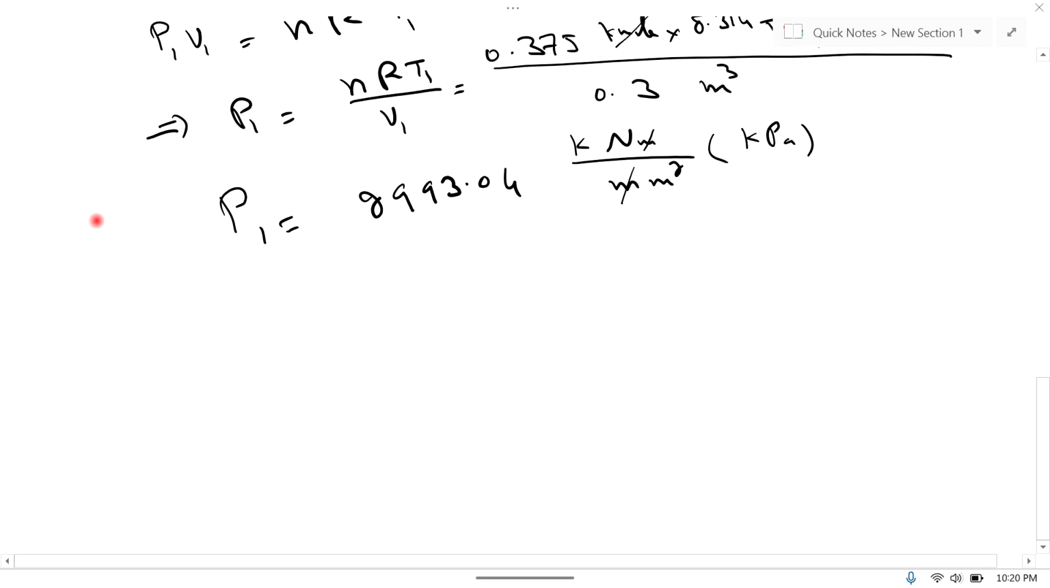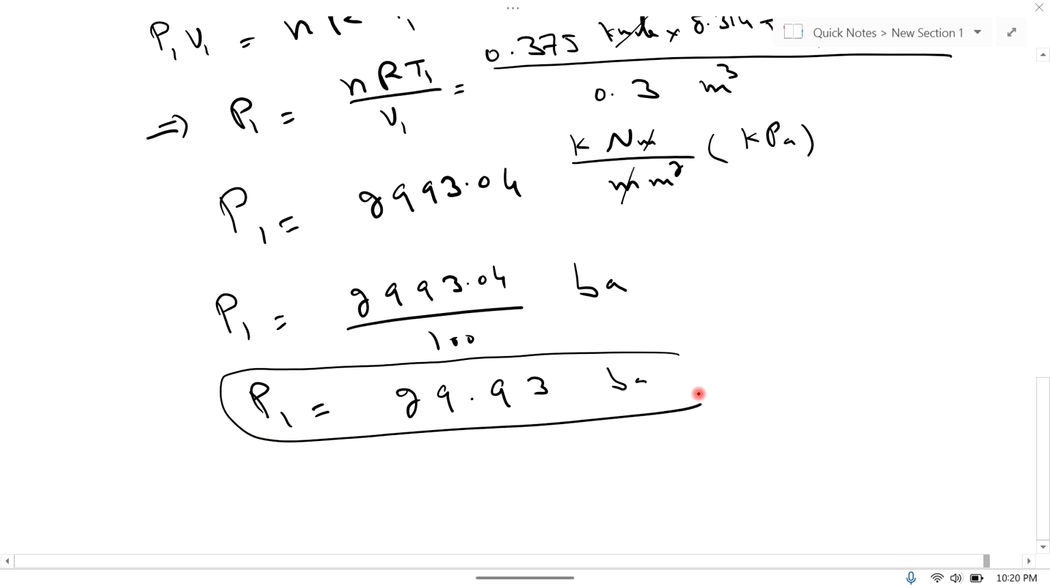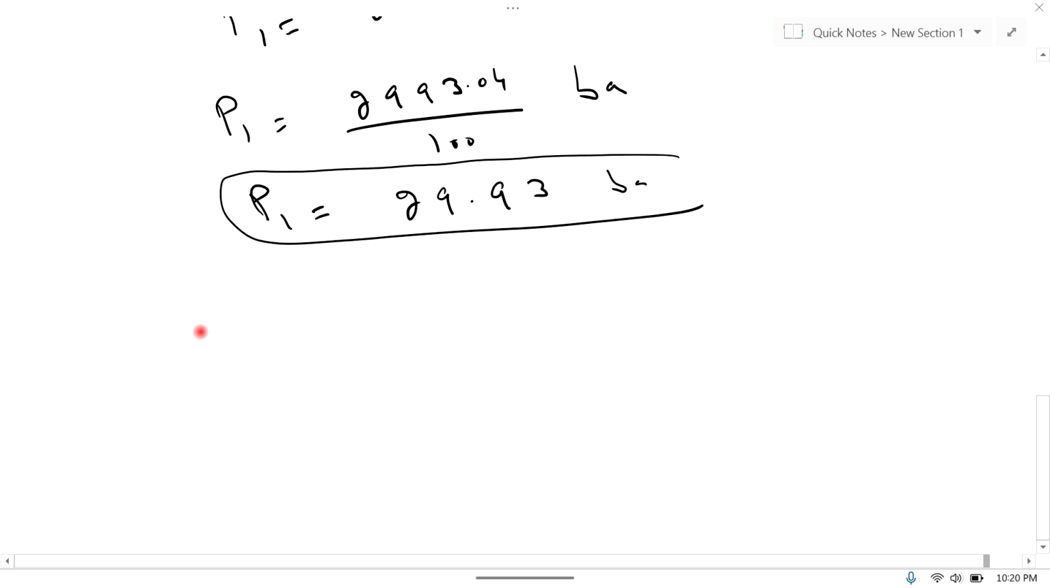To convert kilopascal into bar, divide by 100, because 1 bar is equal to 100 kilopascal. 2993.04 divided by 100. Now kilopascal will be bar. So P1 is equal to 29.93 bar.